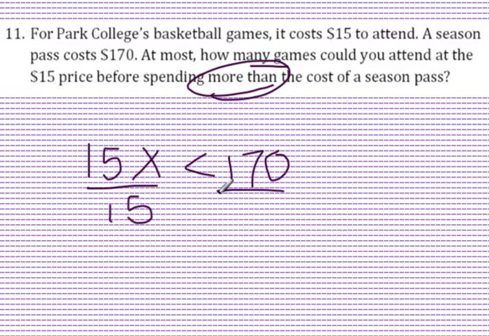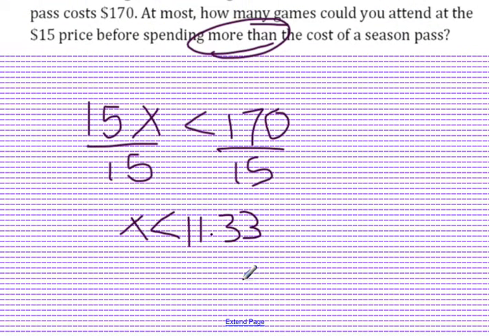So I'm going to divide both sides by 15. x is less than 170 divided by 15, which is 11.33. Now think about this logically. Can I go up to the ticket booth and say, yes, I'd like to pay for 0.33 of a game. I promise I'll leave partway through the second quarter. Is that going to work? No. If you pay to go to the game, you're going to pay to go to the whole game.